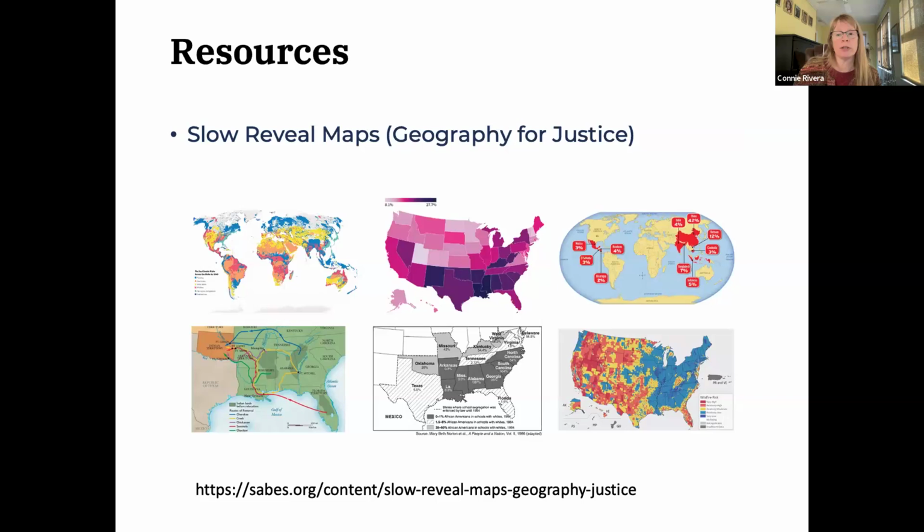If you don't teach just math and you're interested in Slow Reveal maps, there's a link for the Geography for Justice folder, and it has a whole bunch of different topics and Slow Reveal maps. In all of these resources, when you open up the PowerPoint or the Google Slides, which are usually the only two formats, notice the notes for teachers. They're under the picture on the slide.